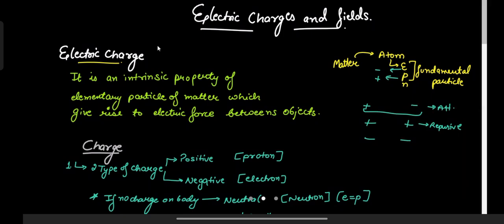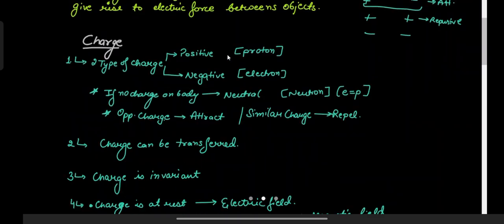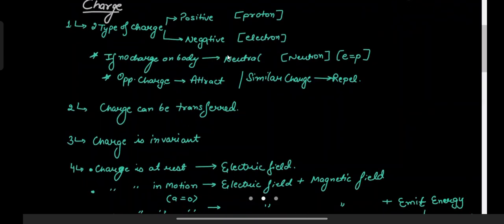Okay, let's understand some of the important points regarding charge. If I talk about the charge, there could be two types of charge specifically, the positive charge and the negative charge. Positive charge being on the proton and negative charge being on the electron. Okay, and what if there is no charge on the body? See, no charge on the body means it is neutral. It does not have any charge.